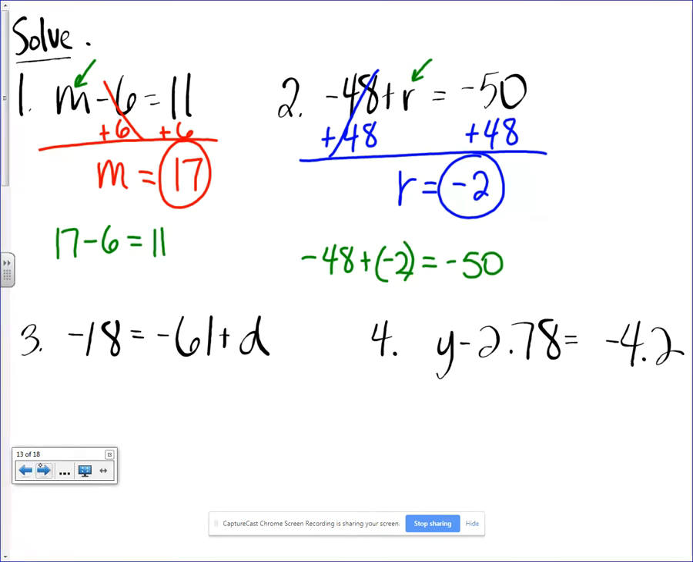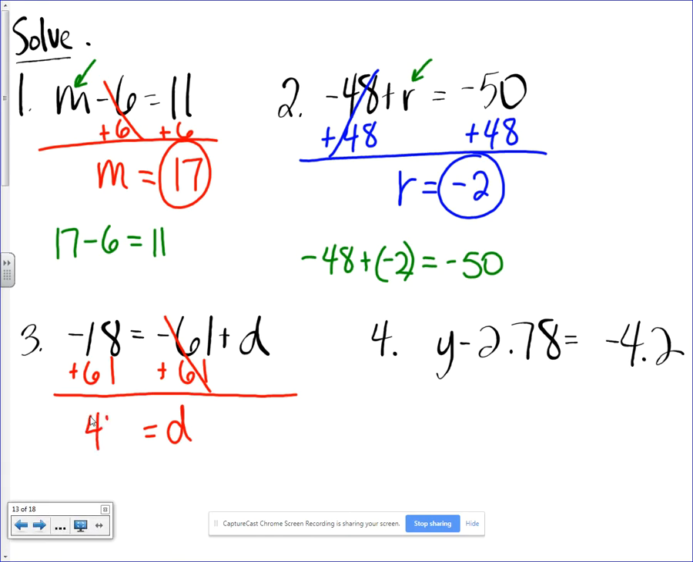Moving on down here to number 3, I've got to try and isolate this d. So in order to do that, I have to do the opposite of that negative 61, which is adding the 61 to both sides. The minus 61 plus 61 will cancel, and I just have the d over there on the right side of the equation. If I compute the left side of the equation, this gives me a 43, and the d is isolated, so that looks like my answer.